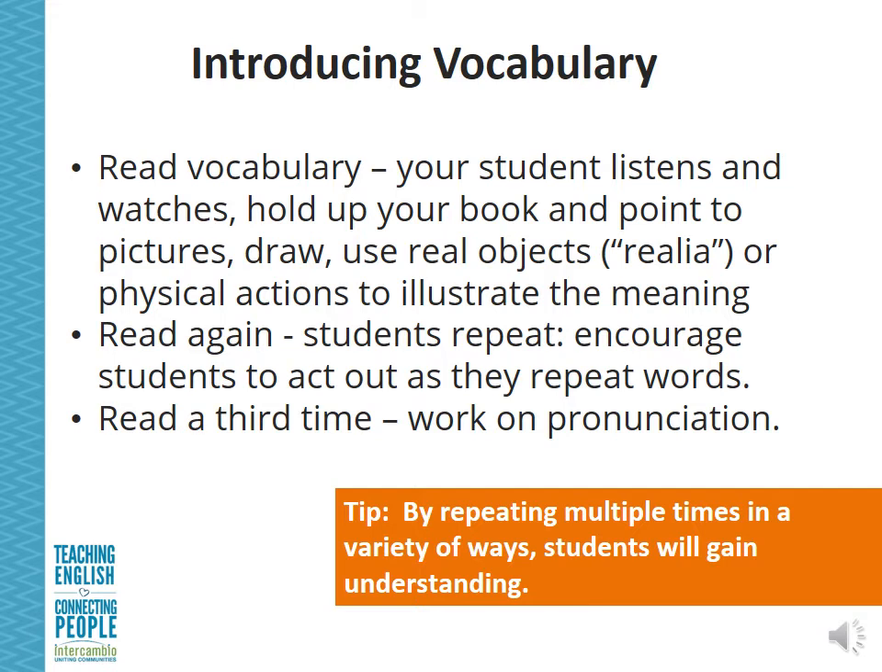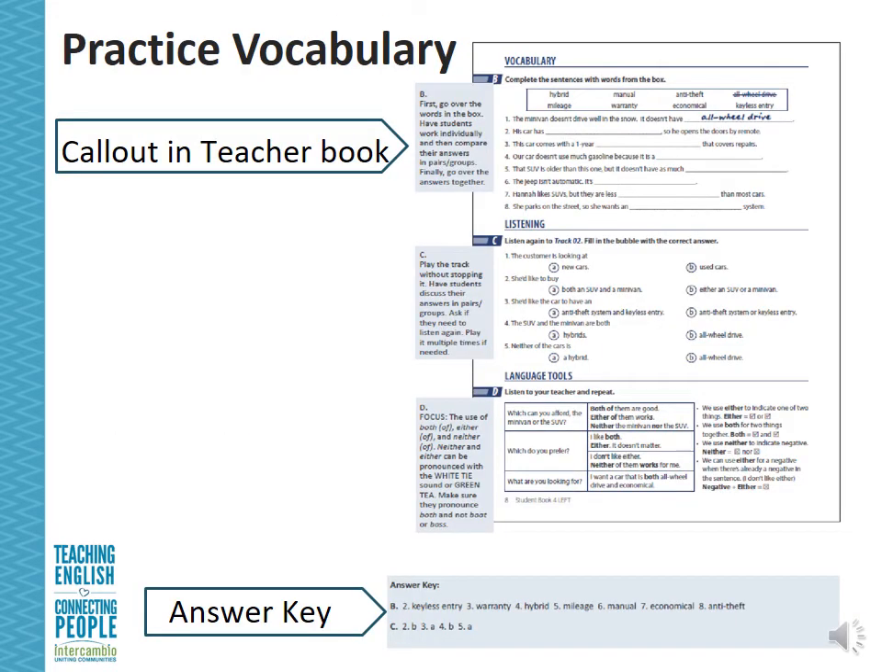For some students, it can be helpful if they can associate a gesture with the word. On the third time, begin to work on pronunciation. Don't expect perfection, but begin to mold the pronunciation of the word so that your student can be understood by others. In levels 2 through 5, there's a vocabulary practice activity in every lesson. These activities have one answer. They usually involve writing, but to mix it up, you can do them orally.